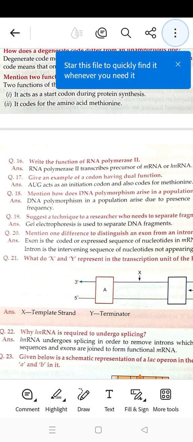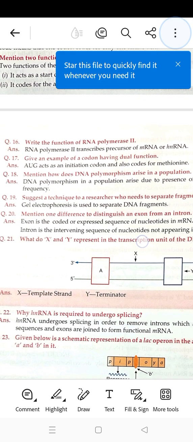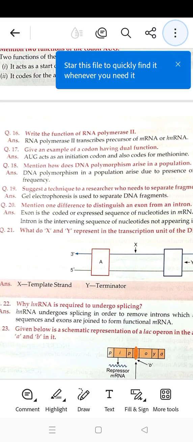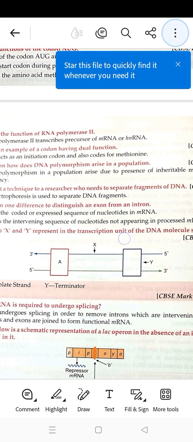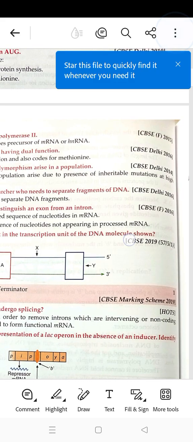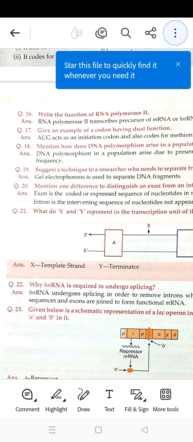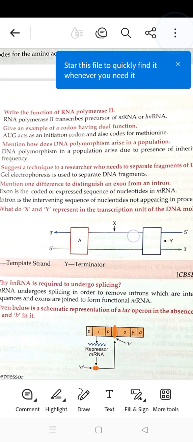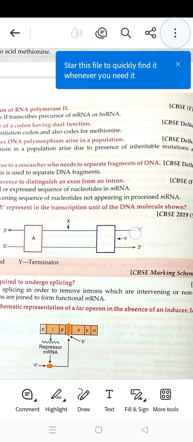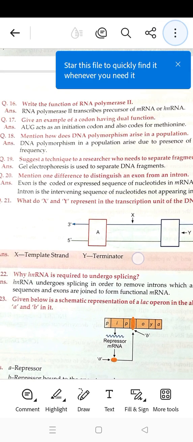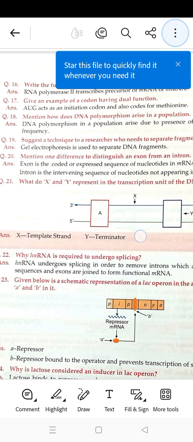Next, question number 18. Mention how DNA polymorphism arises in a population. DNA polymorphism in a population arises due to presence of inheritable mutation at high frequency. Now, next question number 19. Suggest a technique to a researcher who needs to separate fragments of DNA. The answer is gel electrophoresis is used to separate DNA fragments.